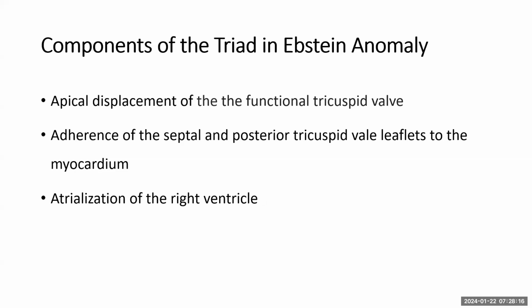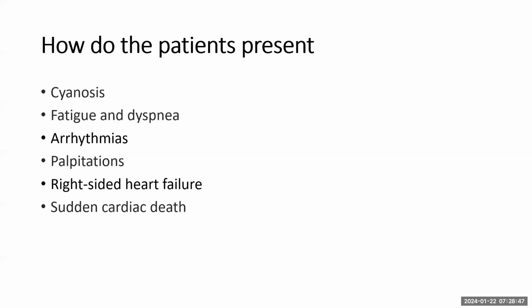The echocardiographic image of that teenage patient is Ebstein anomaly. The components of the triad in Ebstein anomaly are apical displacement of the functional tricuspid valve, adherence of the septal and posterior tricuspid valve leaflets to the myocardium, and atrialization of the right ventricle. It has other components, but these are the major ones. The patient presents with cyanosis, fatigue and dyspnea, arrhythmias, palpitations, right-sided heart failure, and sudden cardiac death.